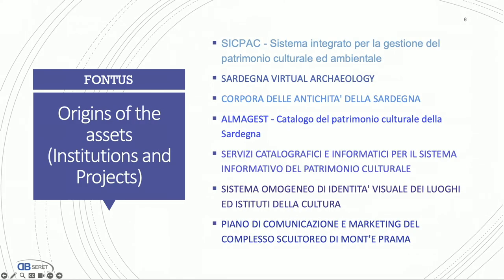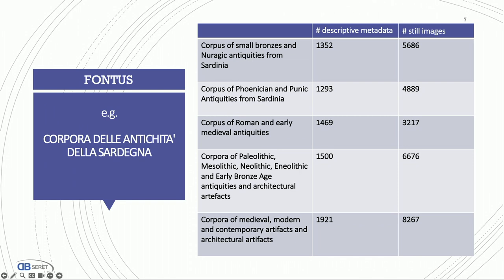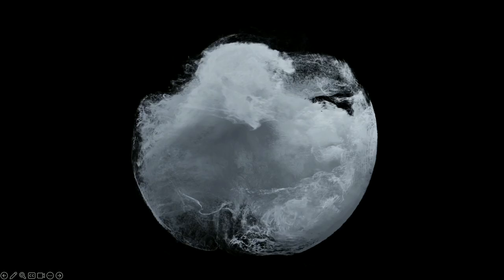The type, the provenance and the semantic content of digital objects is hybrid, and it varies with different projects that you can see here. But just one example, Corpora of Antichità della Sardegna, Corpora of Antiquities of Sardinia, provides a broad and updated overview of the artistic and artisanal production of the civilizations who settled on the island over time. At the same time, it enriches the database of the regional catalog. Before describing the main features of Fontus and the integration of IIIF, I would like to introduce you to a short video.